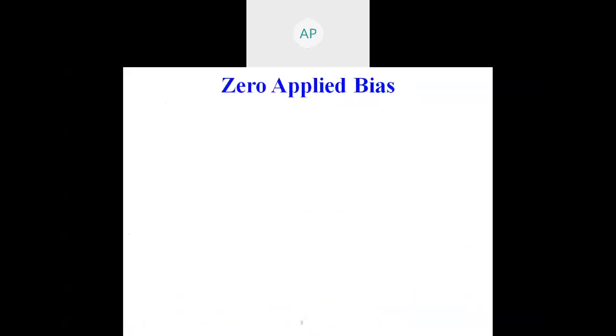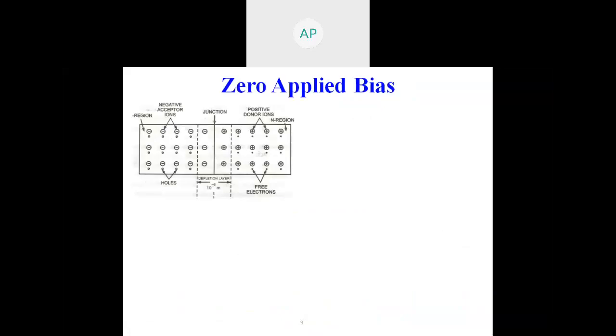So what is happening at zero bias? Already we have discussed that. Zero bias means no bias. By the process of manufacturing, the P side material and the N side material are joined. Yes, these free electrons will combine with the holes.